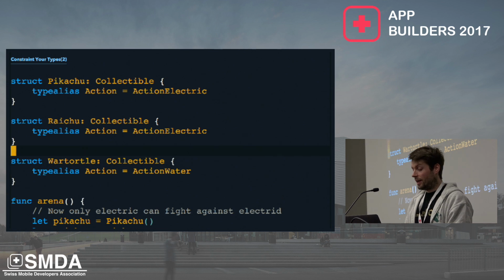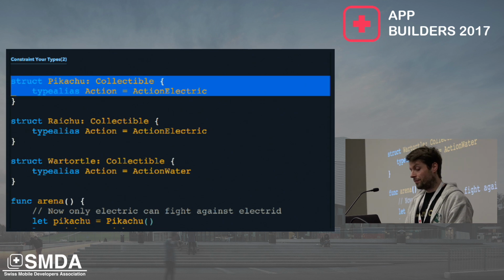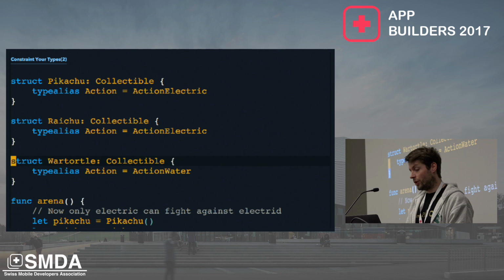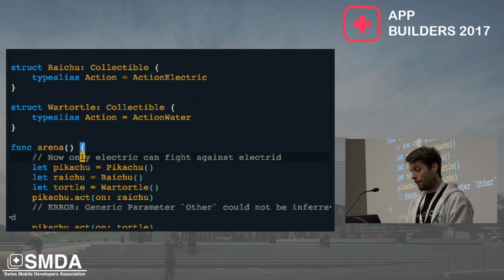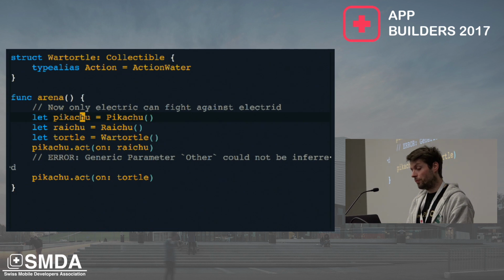By defining these three structs, which all implement the collectible protocol, and defining the type to be electric and water, we can now go on and have them fight each other. We create a Pikachu, we create a Raichu, we create a Tortle, and we tell Pikachu to act on the Raichu, and they both have the same associated type, which is, I think, electric, and that's fine. The compiler says no problem, but when we try to tell Pikachu to act on Tortle, the compiler will actually tell us that this is not possible.